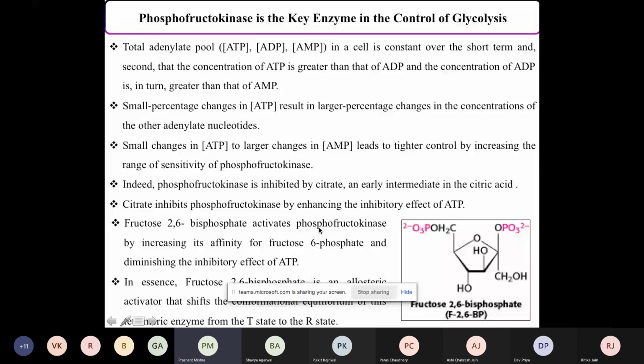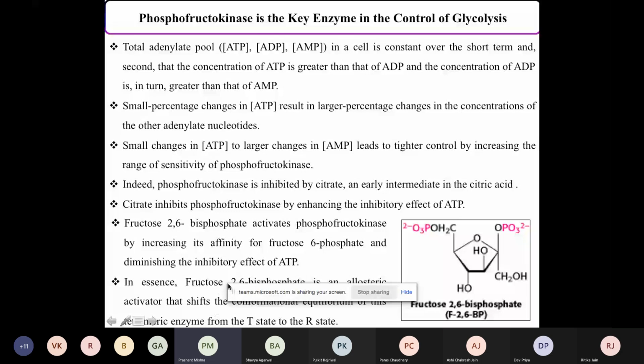So what is fructose 2,6-bisphosphate? It is given here. Instead of the first position, it is the second position which is getting phosphorylated. So it is the same kind of molecule, but slightly different in terms of its chemistry. Instead of a 1,6-bisphosphate, where the first carbon is phosphorylated, here the second one is phosphorylated. This is not involved in energy generation. It will not go further for metabolism. Its role is to regulate phosphofructokinase.